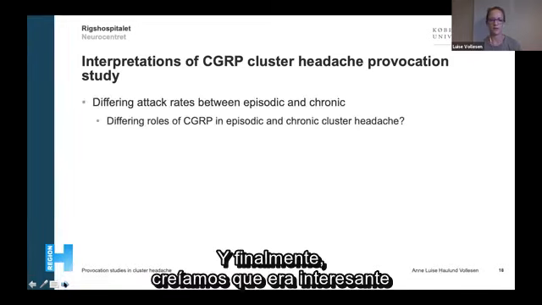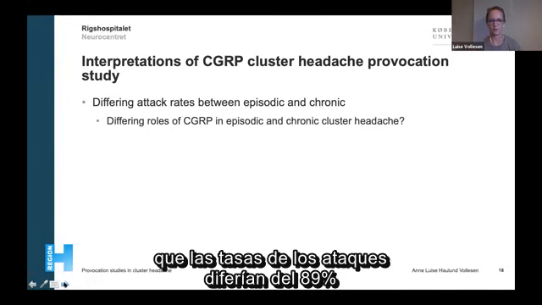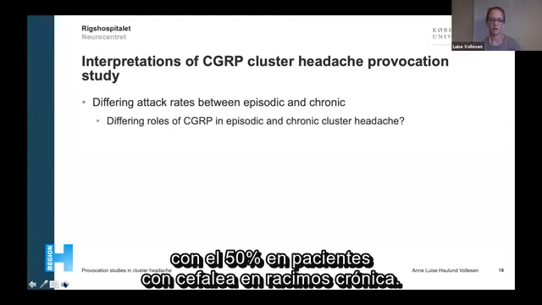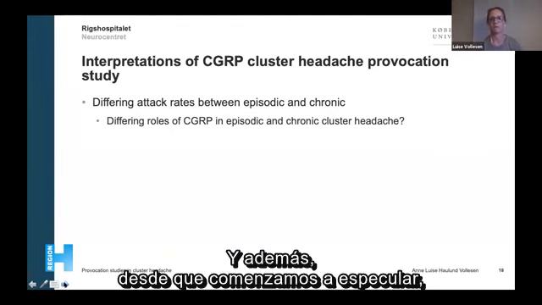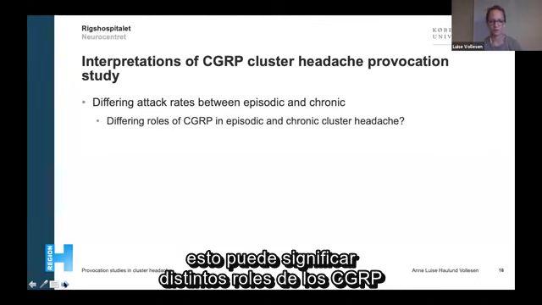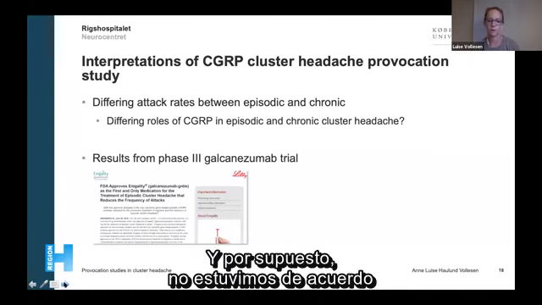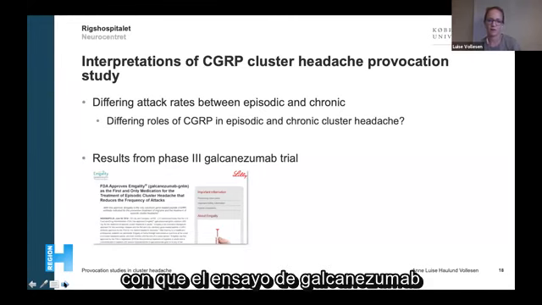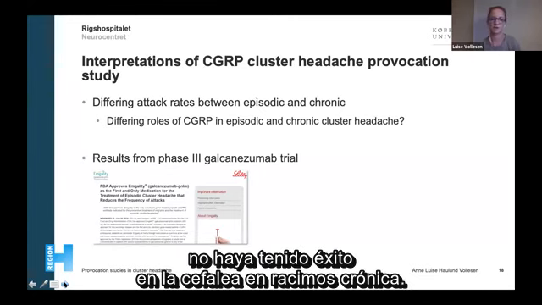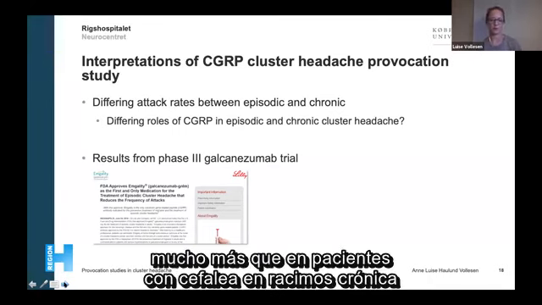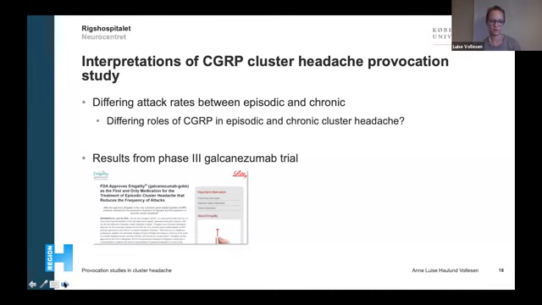And finally, we thought it was interesting that the attack rates differed from 89% in the episodic to 50% in the chronic cluster headache patients. And we have also since then speculated, could this mean differing roles of CGRP in episodic and chronic cluster headache? And of course, we were disappointed that the galcanezumab trial failed in chronic cluster headache, but it's interesting that we were able to provoke the episodic cluster headache patients much more than the chronic cluster headache patients in light of these results.